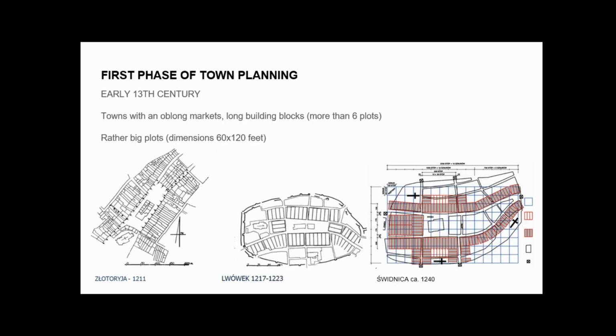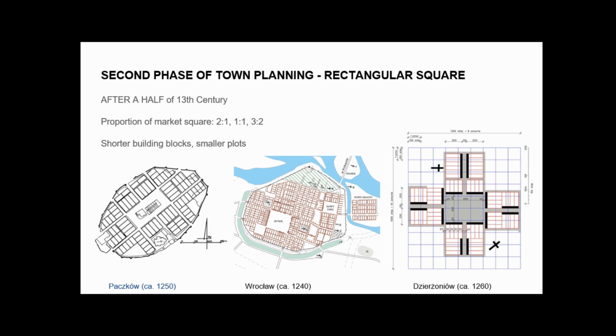For example, here in the first phase of town planning, in the beginning of the 13th century, we can see some regulation in the town planning, but the plots are still very extended, and the frontage of plots is very wide, not so short. And then you can see that during the 13th century they become closer to square dimensions, not like before.